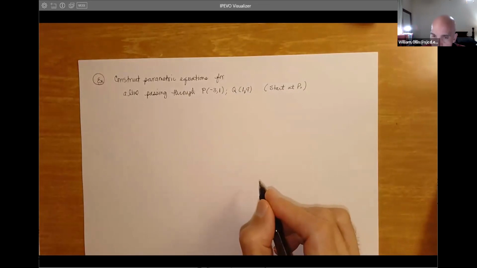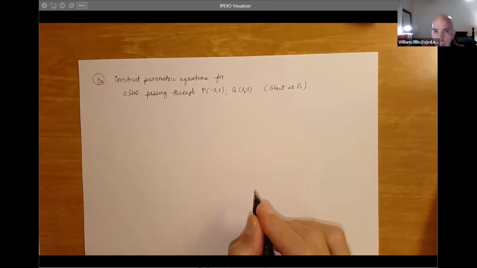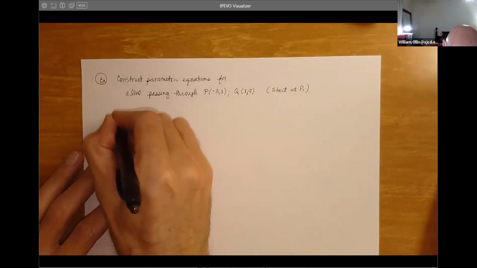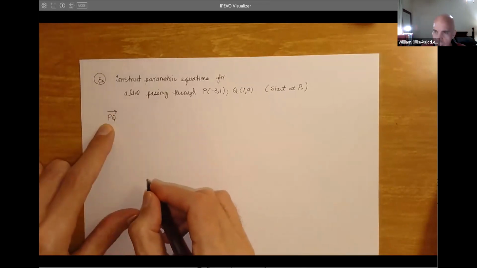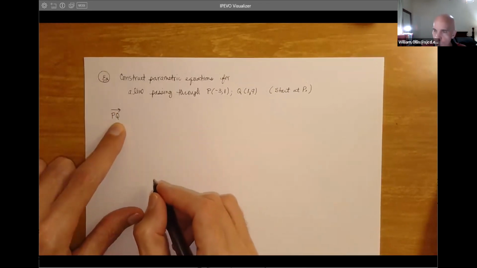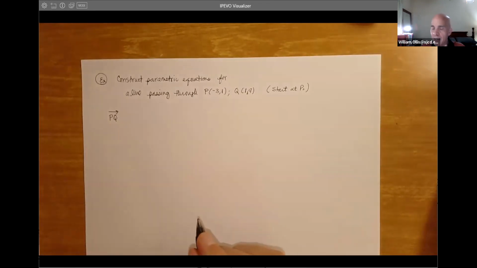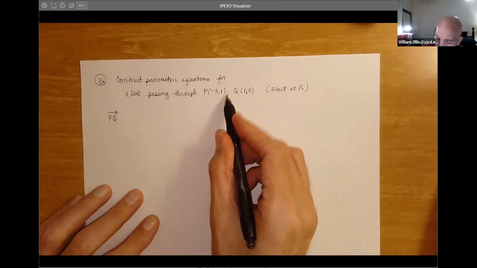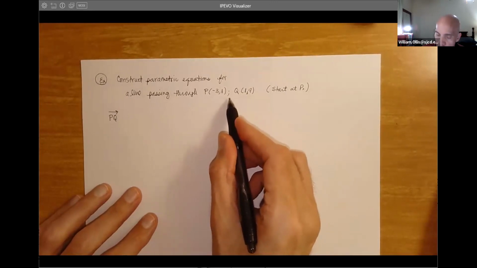Okay, so the idea is that we can think of this as just a vector. For instance, when you think of a vector P to Q in physics, you usually think of the initial point as P and the terminal point as Q, and you're going in that direction. So what we can do is think about these in vectors. So this is really a vector difference.